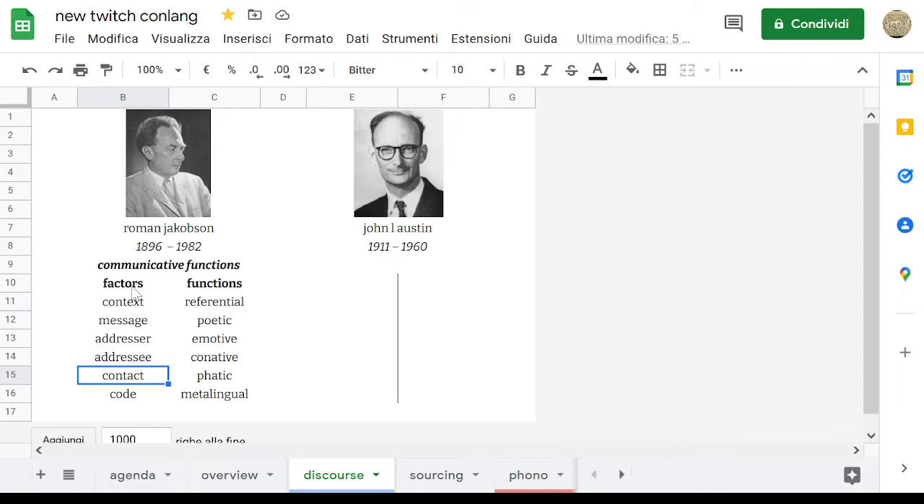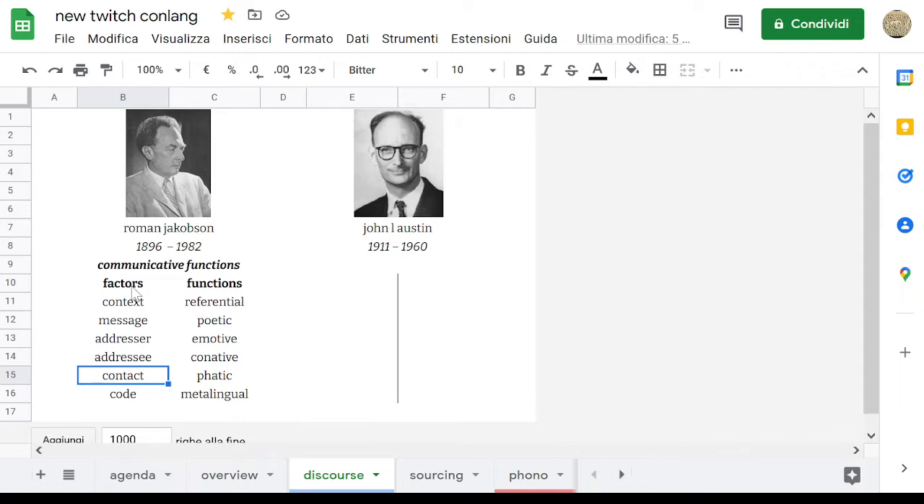Then we've got contact or channel. And the contact or channel is how you are communicating, like the means of communication. So is it in person? Are you on the phone? Are you sending a telegram or a letter? Are you writing something down for people to read later? That's sort of the contact.